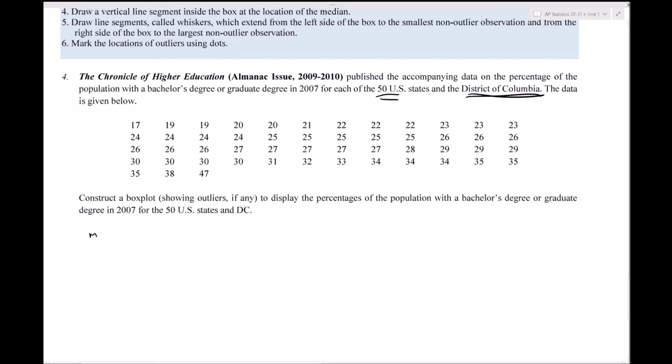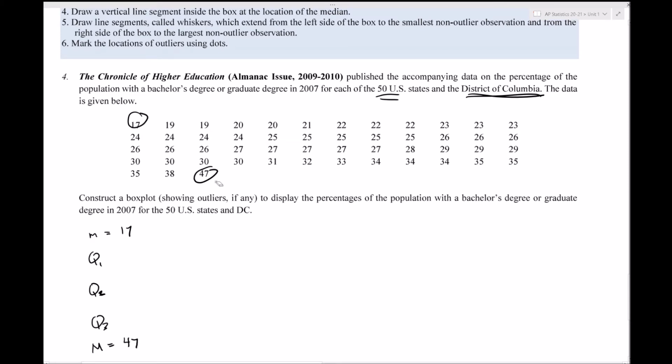We have a minimum, we have a Q1, Q2, Q3, and a maximum. So don't mind the handwriting. Those are Q's. That's a Q2. Lowercase m is for minimum. Uppercase M is for maximum. So obviously minimum is 17. They have it ordered. And then 47 would be the maximum.